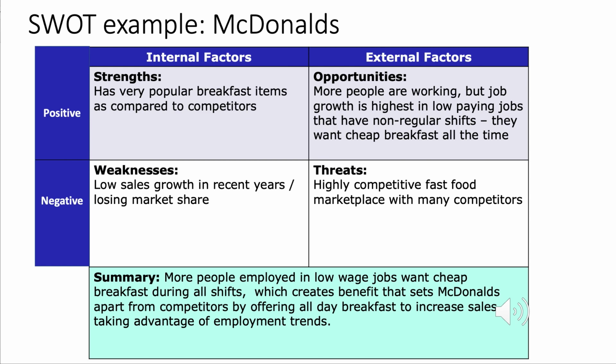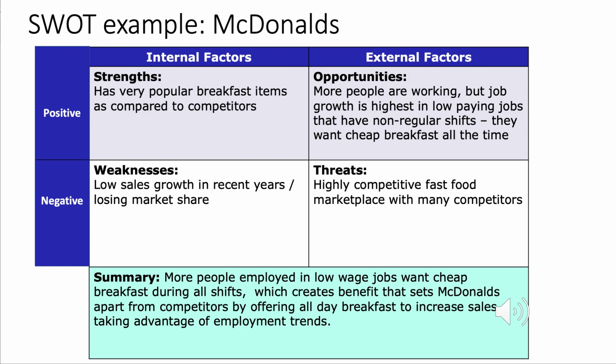Let's use McDonald's as a SWOT example. Its strength is that it has popular breakfast items as compared to competitors. This is related to its own products and is internal. Its weakness is low sales growth in recent years, and it is losing market share. Sales rate and market share are also considered internal factors.